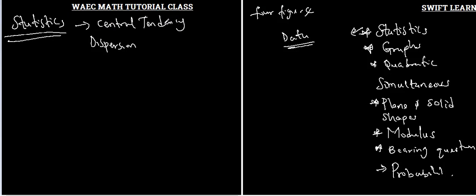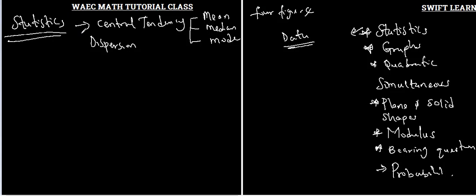What is measure of central tendency? That means how can you use statistics to get the middle value of something? How can you use statistics to get the middle value of a group of data? There are three major statistical tools we use. They call them tools. We have mean, median, and mode. That's one.